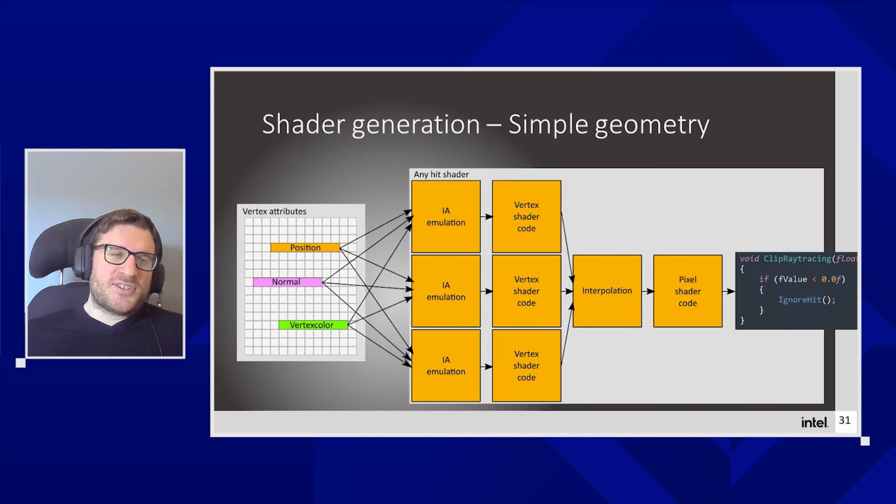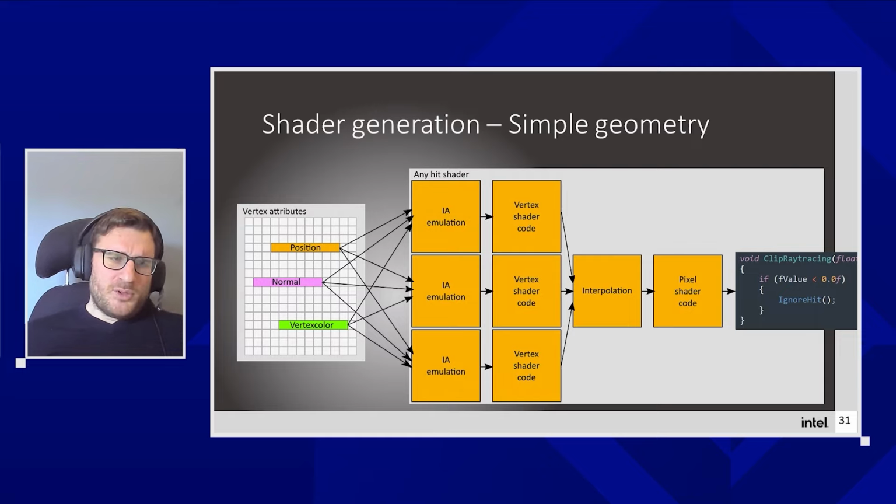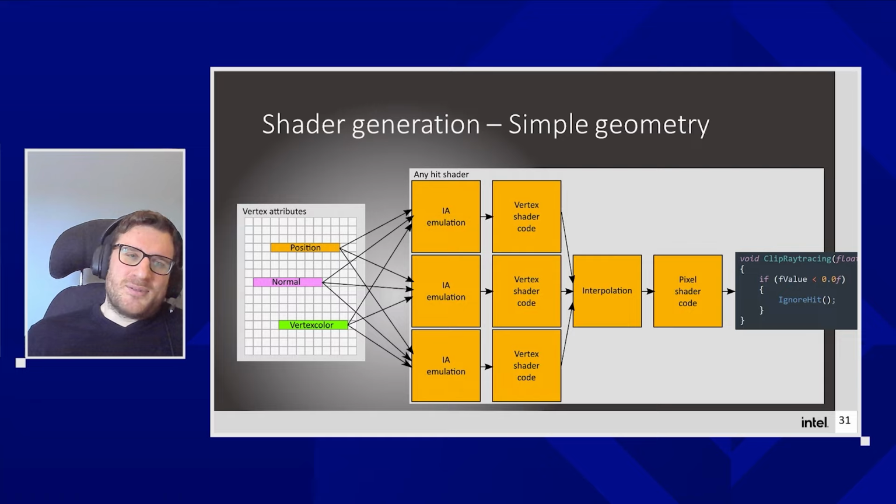The closest hit is very similar, so I'm just going to focus on the any hit here. So we take our vertex attribute buffers. We have position, normal, vertex color, whatever you need. We fetch them with this input assembly emulation and then feed them to the vertex shader code. So that's the first thing we do in any shader.